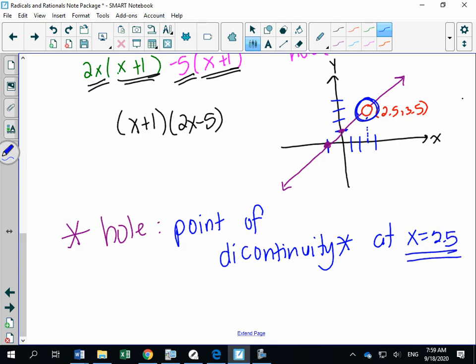So on your unit exam, I would probably use those two terms interchangeably. I'd use the term where's the hole, or I'd say where's the point of discontinuity. And that's the end of part 1.